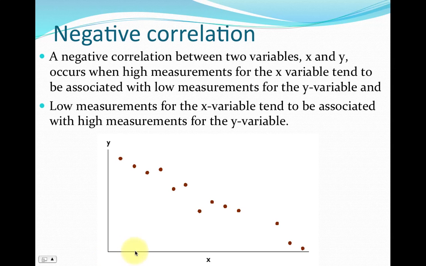So again, our horizontal axis is labeled from low to high. Low measures of x are associated with high measures of y. So these dots up here have x values that are low and y values that are high. Then high measurements of x are associated with low measurements of y. So these points over here have high x and low y for their coordinates, because remember, the vertical axis is also labeled from low, starting at the bottom, to high.